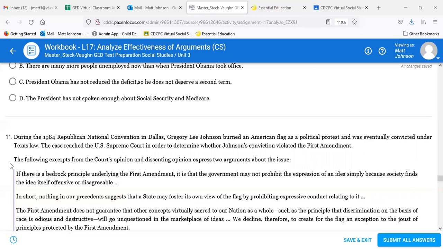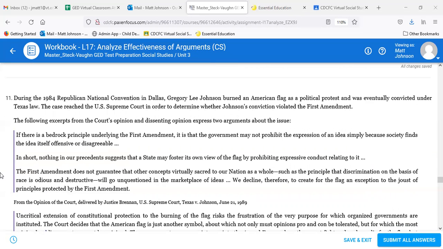So that went to the Supreme Court, saying that goes against his freedom of speech. That is a constitutional violation of your First Amendment, to be charged with burning the flag. That's part of his freedom of speech. So this is the majority ruling here.